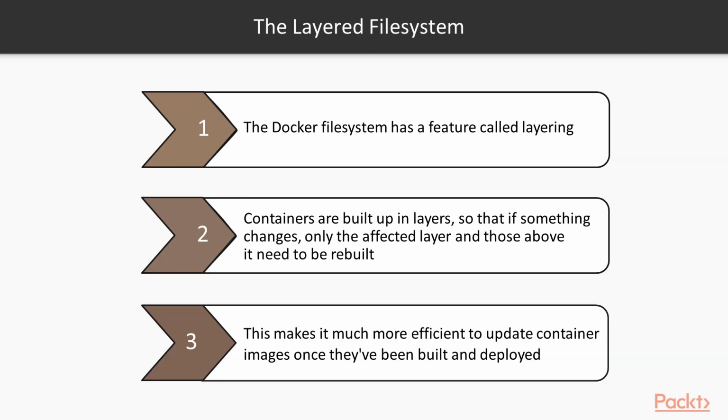Now let's take a look at the layered file system. The Docker file system has a feature called layering. Containers are built up in layers so that if something changes, only the affected layer and those above it need to be rebuilt. This makes it much more efficient to update container images once they've been built and deployed.